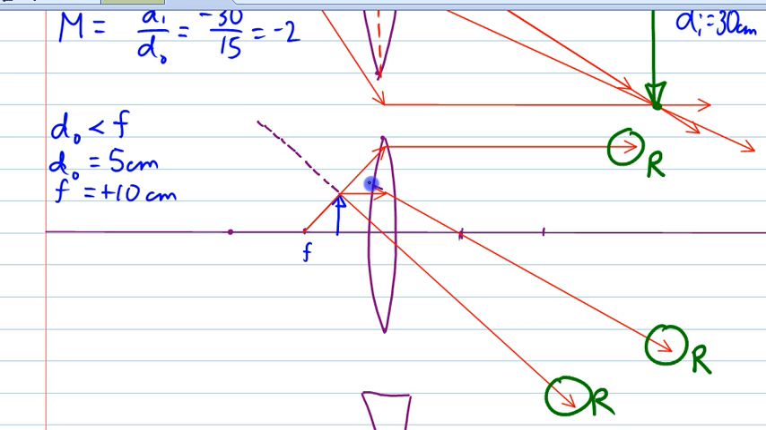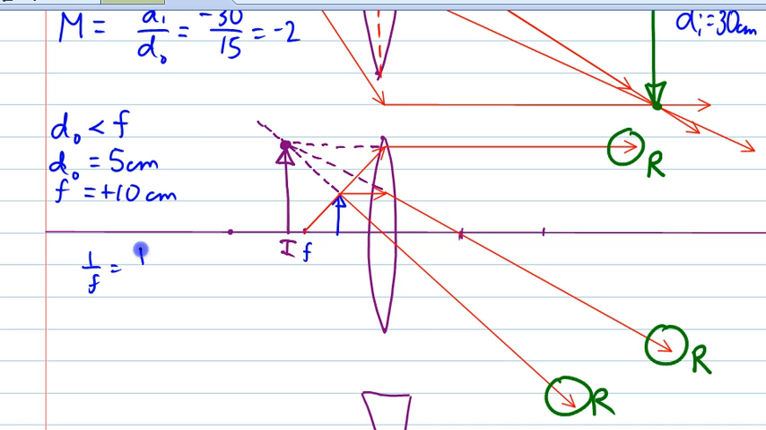Okay, here's the one that came in parallel, and here's the one that left parallel. We can see that all three of these come to a virtual focus over here. So this is going to be the location of my image. This is very similar to a mirror. You get a virtual image, it's right side up, it's enlarged. But let's check the math just to be sure.